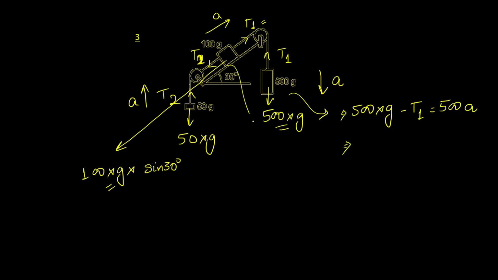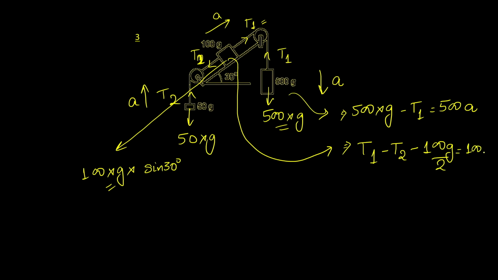For the second one, it will be T1 minus T2 minus 100 g by 2, because sine 30 is 1/2, and that is equal to 100 a. And for the third mass, it will be T2 minus 50 multiplied by g is equal to 50 a. So we have these 3 equations.